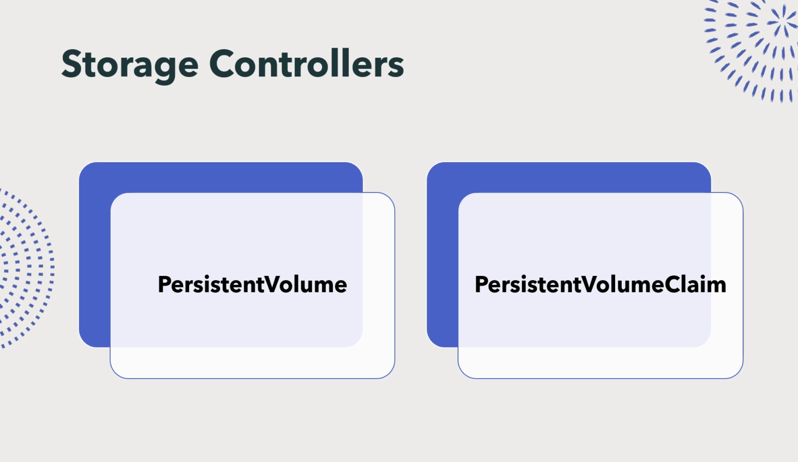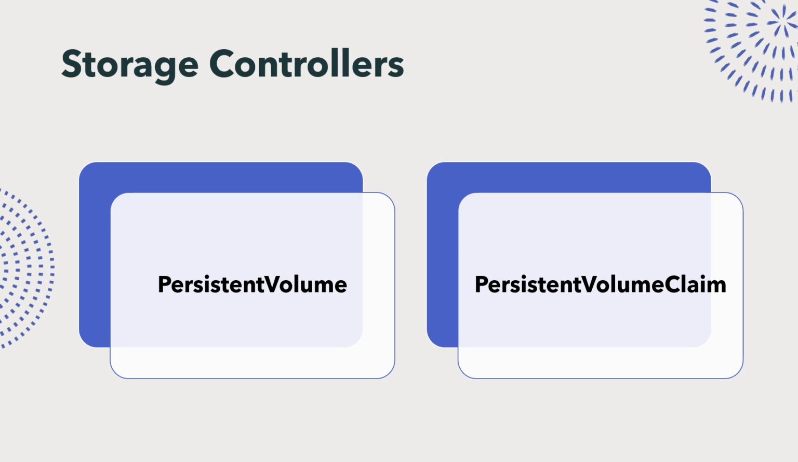Custom controllers. Sometimes, the built-in controllers aren't enough. Custom controllers allow you to define your own resource types and manage them programmatically. For example, operators: advanced custom controllers for managing complex applications like databases, message brokers, or monitoring tools. The Kubernetes operator pattern simplifies the management of applications by automating day-to-day operations.